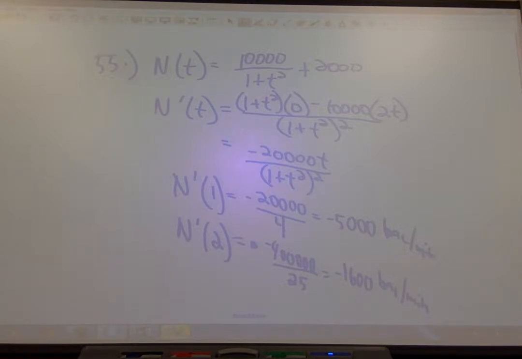Any other concerns about any of the rules that we've done up through 3.2? Can you show how to do number 13?